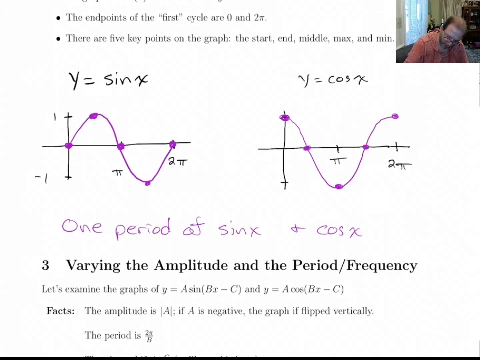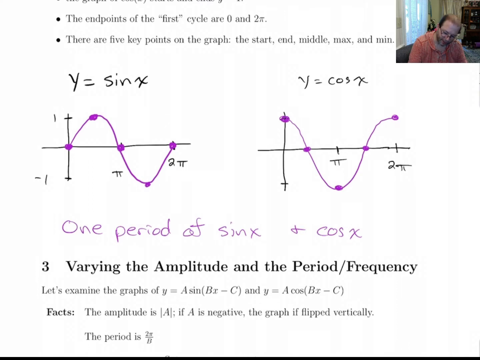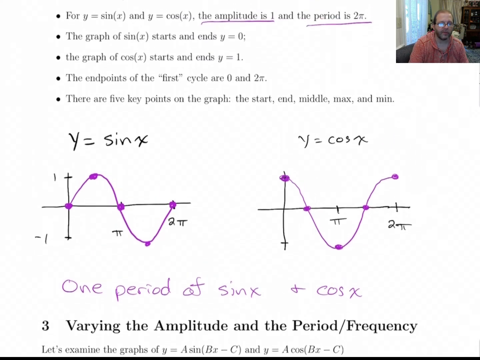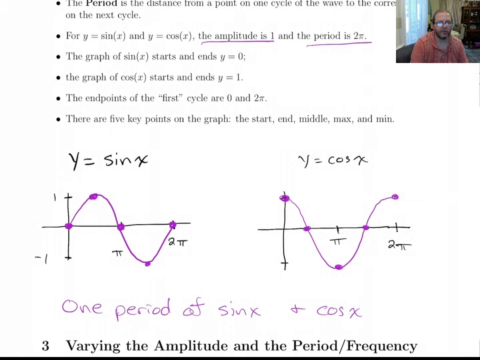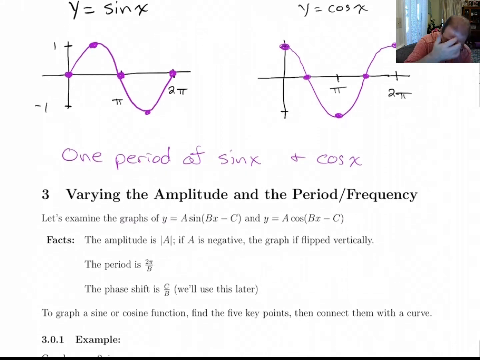And the next thing we're going to look at is if we want to start varying the amplitude and the period or frequency. And on all of those problems, what we're going to do is figure out where to draw these 5 points and then connect them up. But let's look at this. It says let's examine the graphs of y equals a sine bx minus c and a cosine bx minus c.